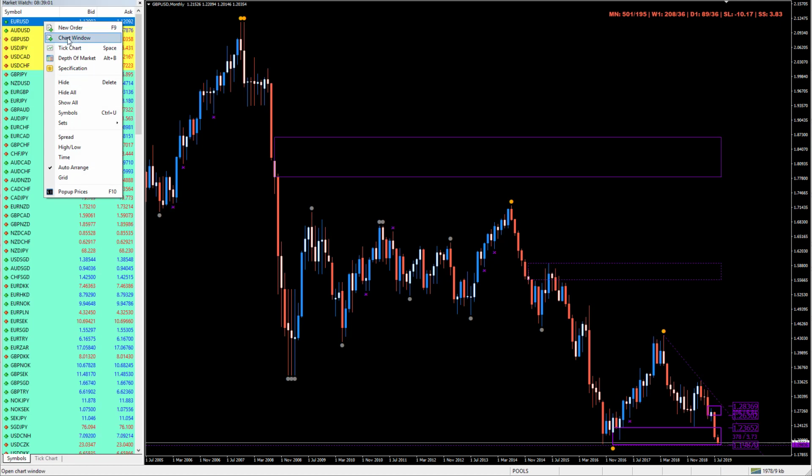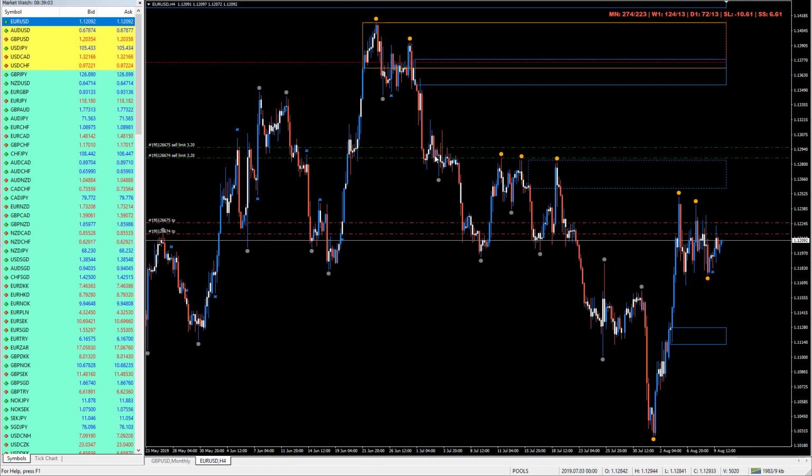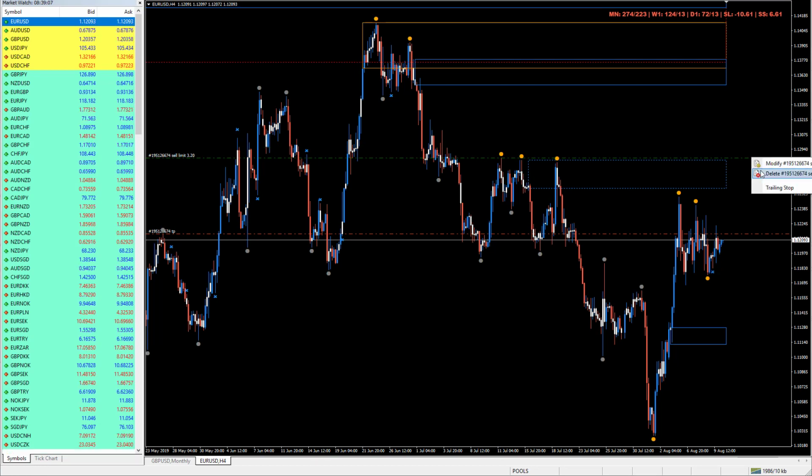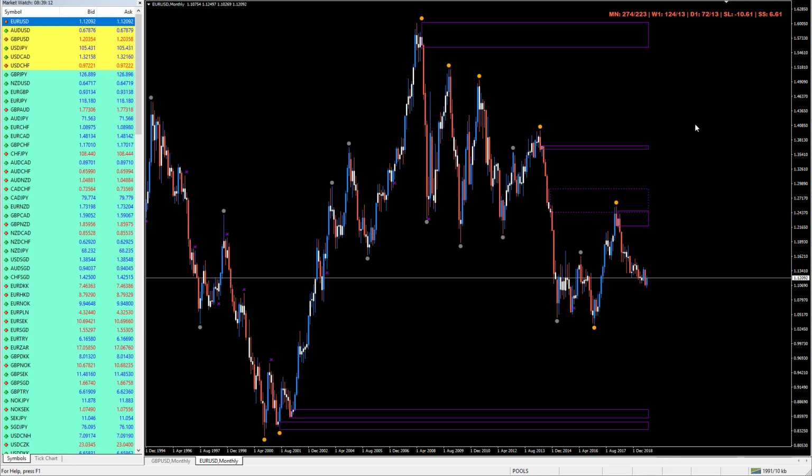So let's have a look at the euro. Let's just remove these. Okay, so let's go here on the monthly. What's going on here? Well, we do have market structure from here to here.